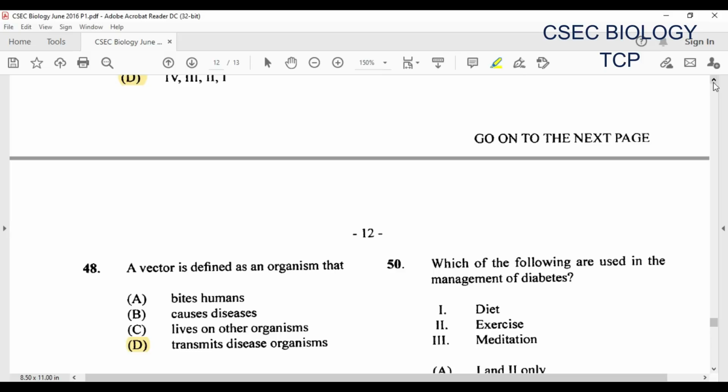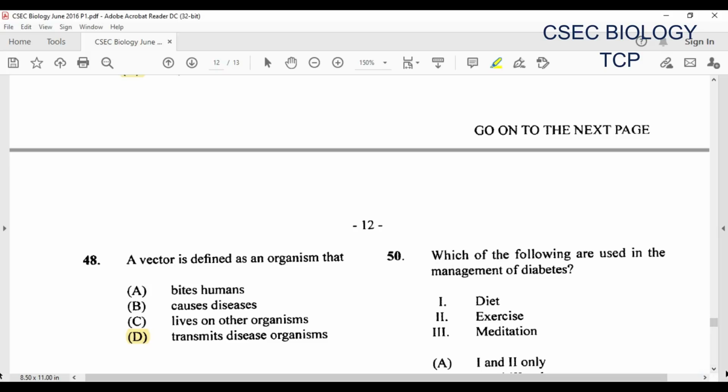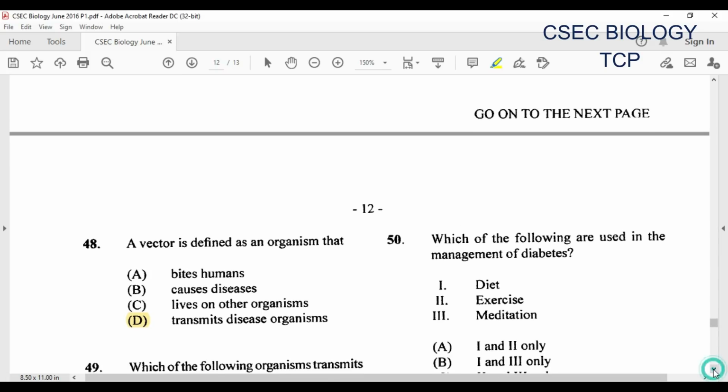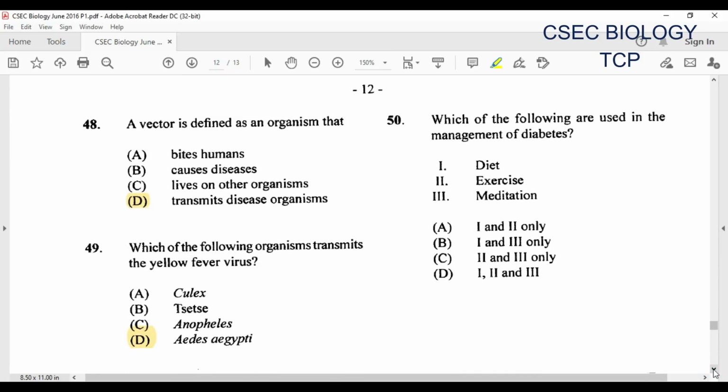Alright, which of the following are used in management of diabetes? This question too would have made its round on the paper. And like I say, in some cases there are slight differences that you'd see from paper to paper. But you want to pay attention to this. I usually say to students, you can't go to the exam without knowing about hypertension and diabetes. These two diseases are usually featured in almost all papers, be it Bio or HSB.